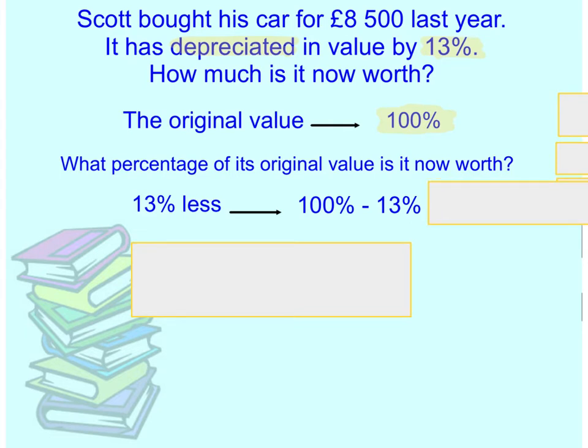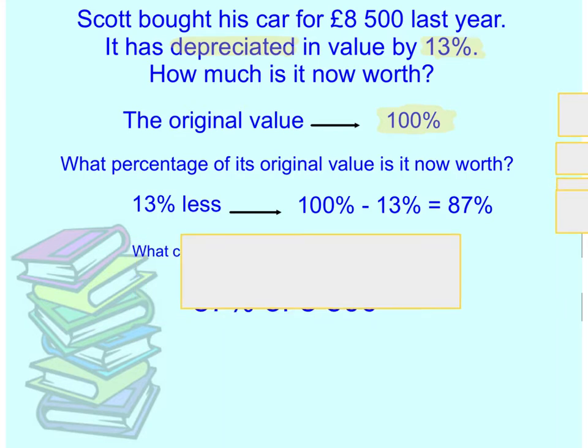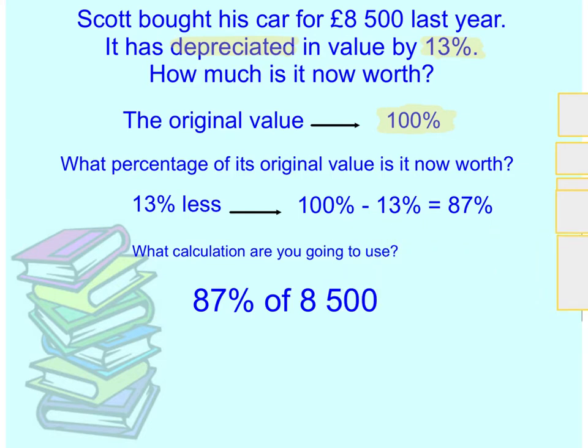100% take away 13%. And you've got your calculator there if you're not sure how to do it. 100 take away 10 is 90. 90 take away 3, 87%. Okay, so a quicker way to work this one out. Okay, the calculation that I'm going to do this time is 87%, 87 out of 100. Okay, remember there's no of button on the calculator, we use times. Of and times are the same thing.